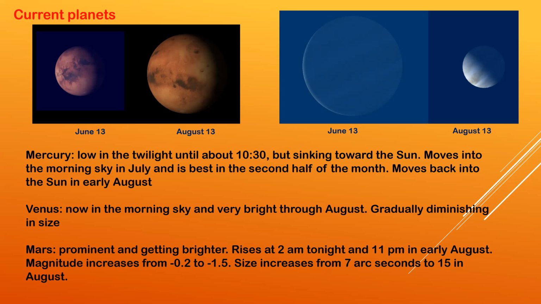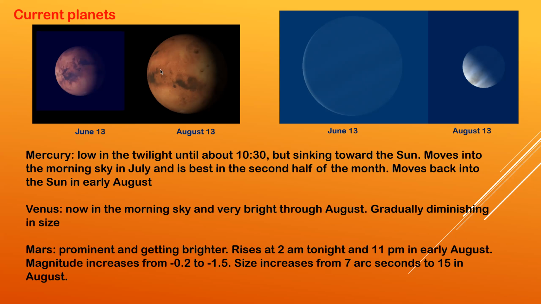At the same time, Mars is doubling in size, although it's still not really huge, going from 7 arc seconds to 15 by the time we get into August. I should point out that the size of Mars in these diagrams is not on the same scale as the size of Venus. Venus is probably close to 50 arc seconds in that big image, and Mars on the left-hand side is at 7.